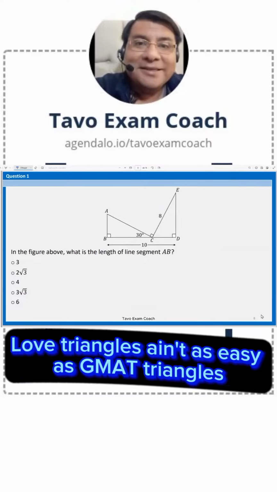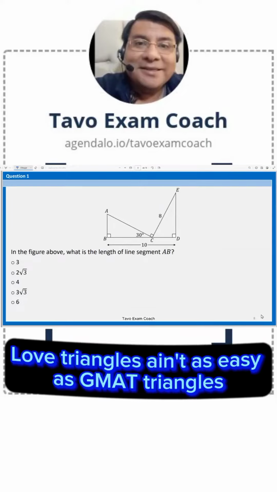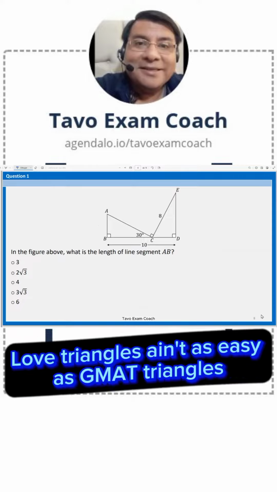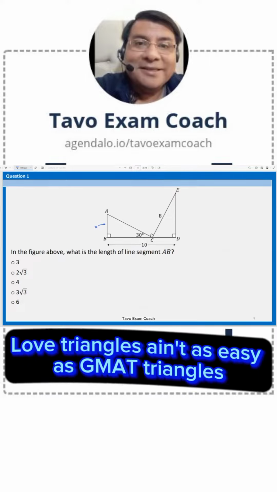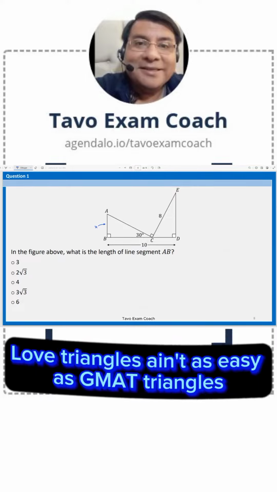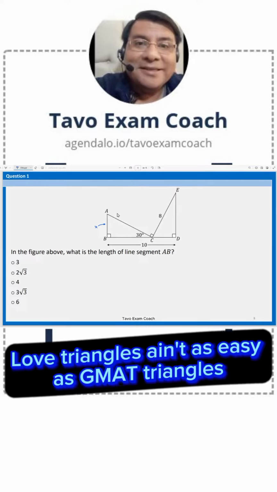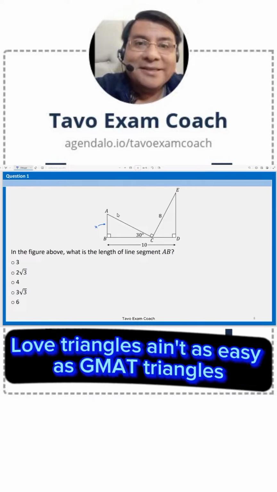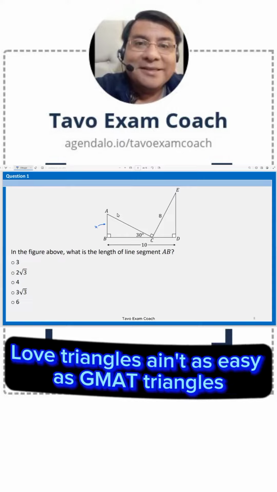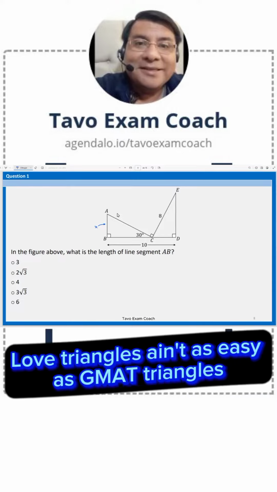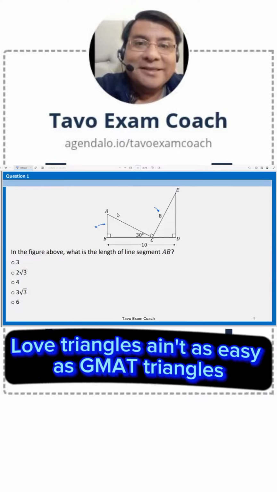Question 1. In the figure above, what is the length of line segment AB? You're supposed to find this one. Okay, let's go over this question bit by bit, step by step. On the right side, we see one triangle for which we only have this information, the length of the hypotenuse.